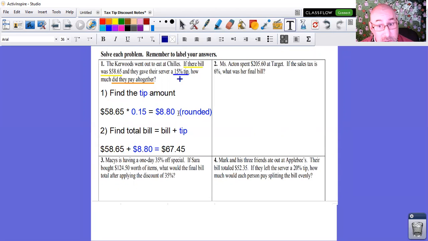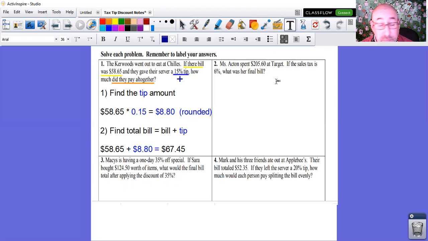Now, if you punch that in the calculator, you will get a number bigger than 8. It would be 8.7970 or something. Because it's past the hundredths position, you have to round it, because there are no partial pennies in our world. So now I found that the tip was $8.80. I add that to my original price, $58.65 plus $8.80. So what they paid altogether is $67.45.